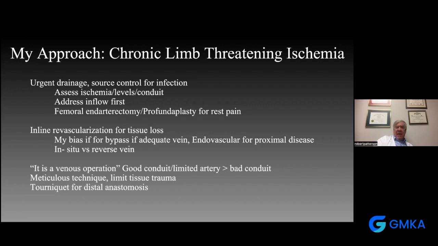On the other hand, with bad conduit, even with a favorable outflow, results tend to be less satisfactory, and there may be a role for prosthetic grafting. I can't emphasize enough the importance of meticulous technique and really trying to limit the trauma to the tissue. I use a tourniquet for my distal anastomosis many times, although if they have heavily calcified vessels, it's not useful. But it allows you to do your distal anastomosis without clamping the tibial vessel, and makes the technical aspect of it much simpler.